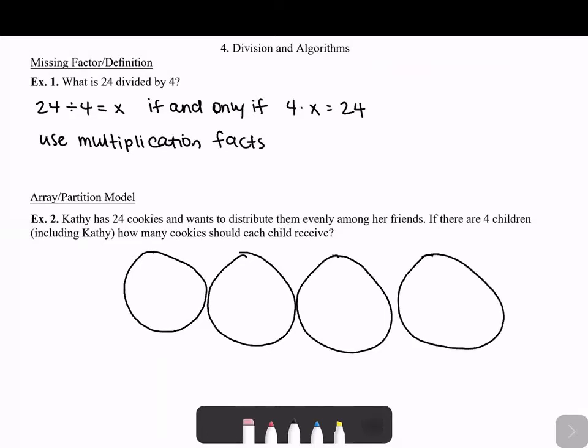And then we divide all of these into 4. We have each of these representing one of the 4 children, and we're just going to go through and put 24 cookies in there. This is a lot like how you would deal a deck of cards. So I put 1 here, 1 here, 1 here, 1 here.